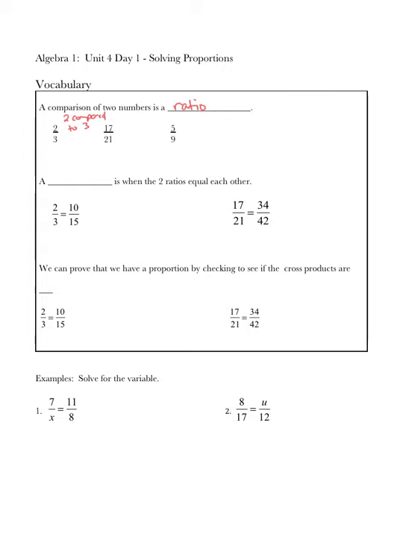Now, a proportion is when the two ratios equal each other. 2 to 3 equals 10 to 15. And you can prove we have a proportion if the cross products are equal. Cross products mean cross multiply.